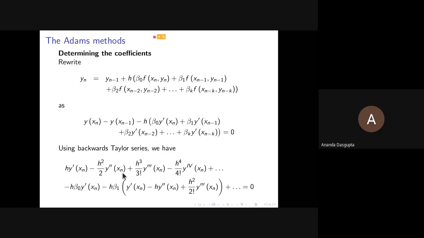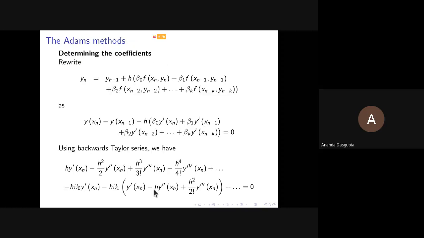And if you do that, it takes a bit of algebra, and there's no point really in my working out the algebra in front of you because it's going to be difficult to follow anyway. It's best that you work it out yourself. So basically what you have done is minus h beta 0 y prime xn, that's fine. Minus h beta 1 times y prime at xn minus 1. So you write that as y prime at xn minus h times y double prime at xn plus h square by 2 factorial y triple prime at xn, and so on. And do it for all the terms. I have not written every term here simply because it won't fit here. It's a slightly lengthy calculation, but it's one which is worth at least doing once.